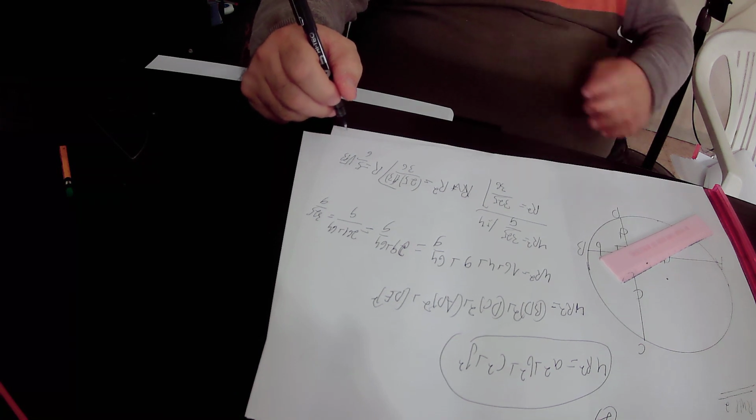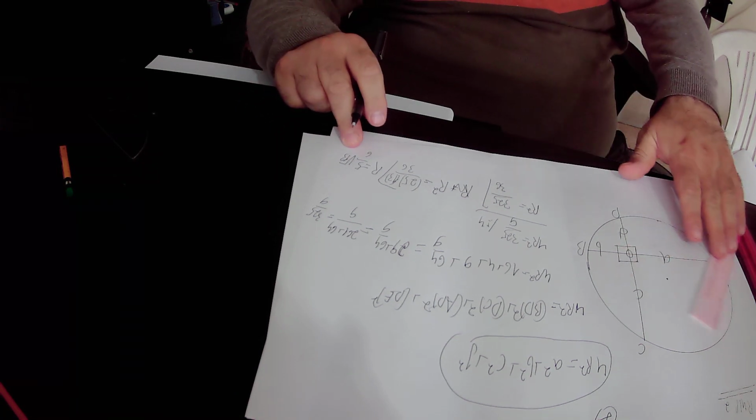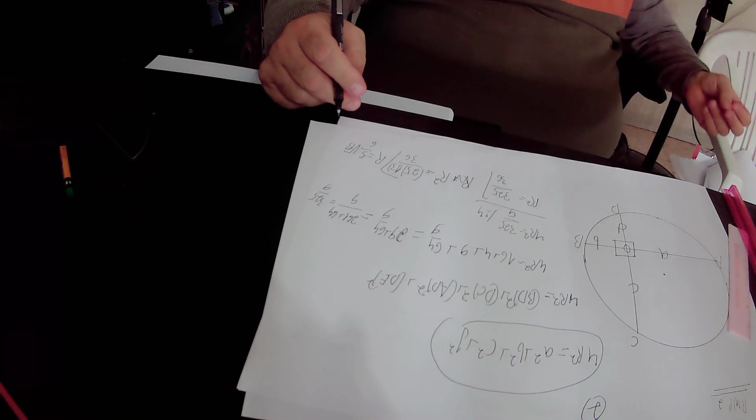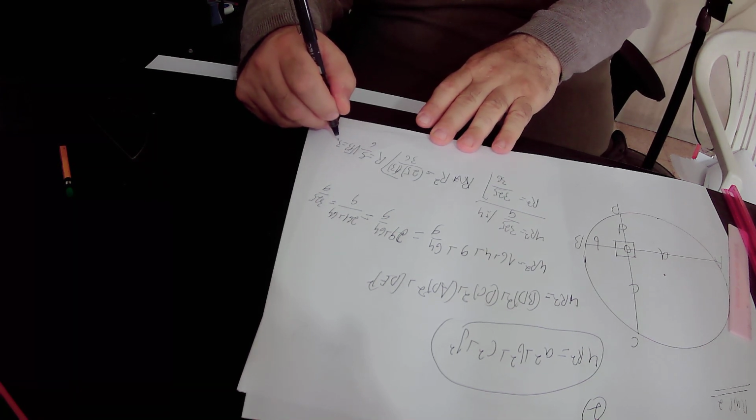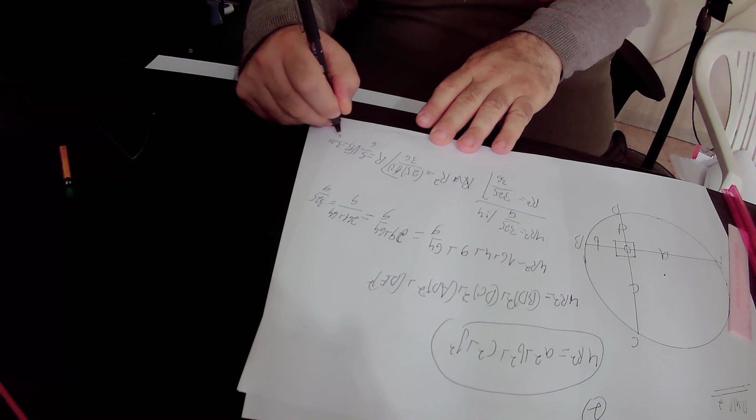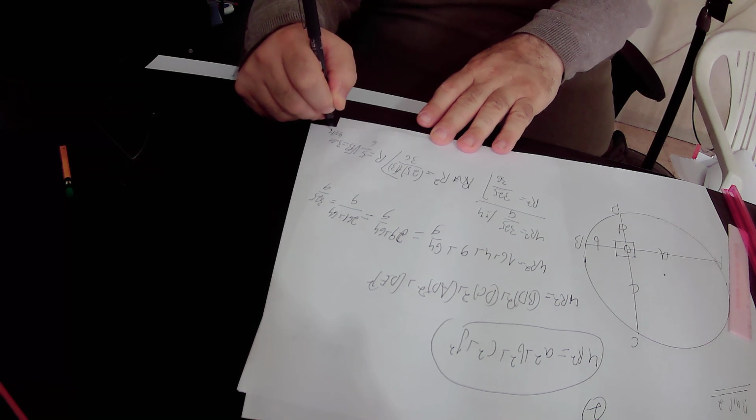So here we found out that the radius of the circle that we are looking for is equal to 5 over 6 times the square root of 13 units. In terms of numbers, it is a little bit greater than 3 units. We finished with the second method.